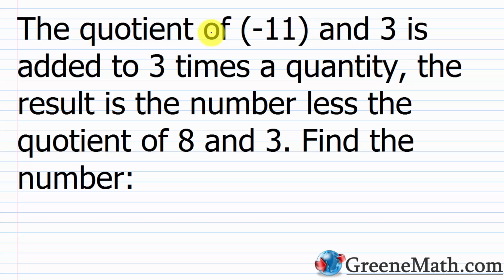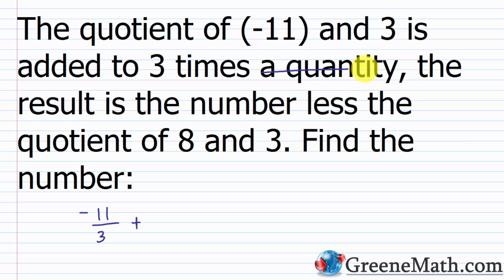All right, let's take a look at one more problem. So the quotient of negative 11 and 3 is added to 3 times a quantity. The result is the number less the quotient of 8 and 3. Find the number. Again, these seem kind of difficult. They seem kind of really wordy, but if you go step by step, it's not that bad. So the quotient of negative 11 and 3, that's negative 11 divided by 3. Very simple. So is added to, just means plus 3 times a quantity.